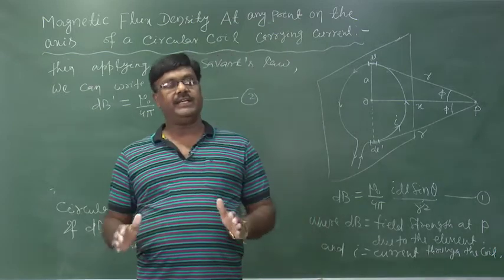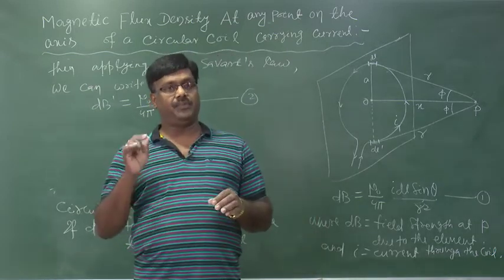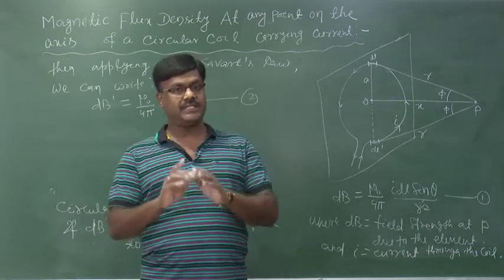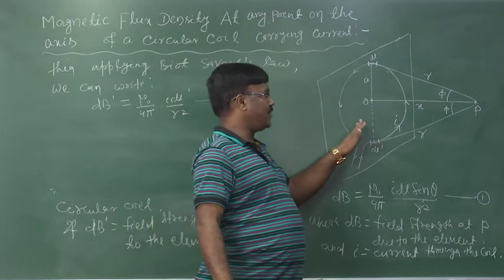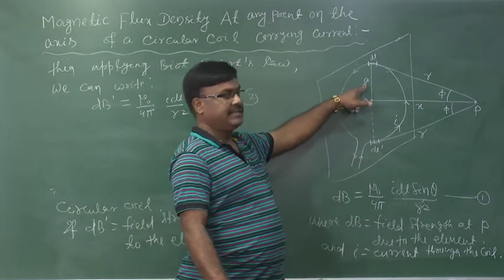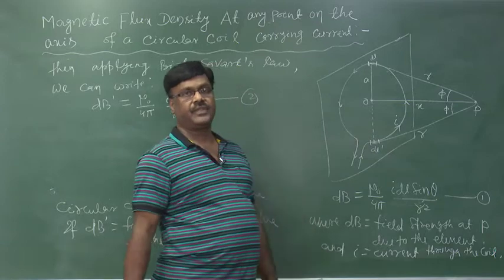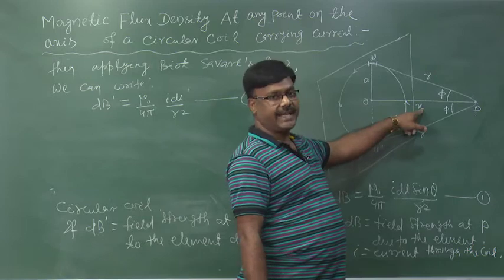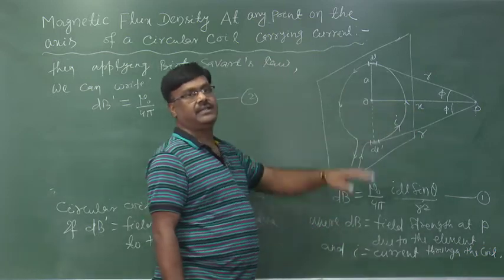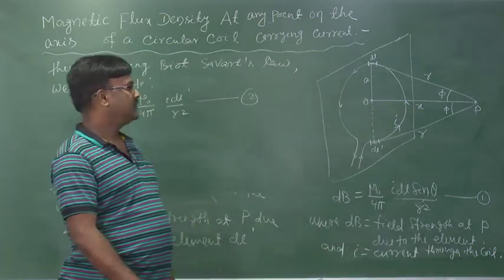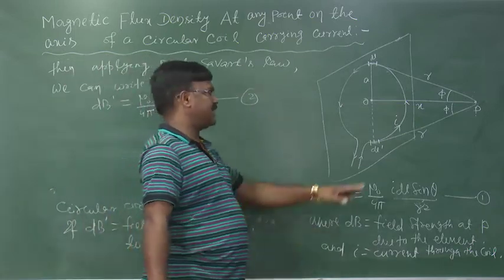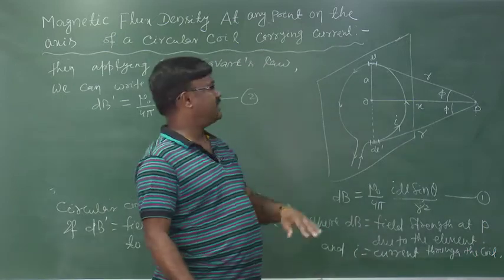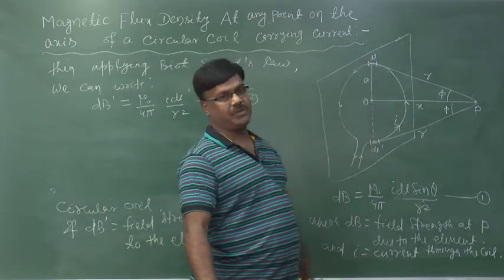We are calculating the magnetic field strength at a point on the axis of a circular coil carrying current, for which we had considered a circular coil of radius a carrying a current I, and the point of observation is P, which is at a distance x from the center of the current carrying coil. To get the total magnetic field strength at P due to the circular coil, we have considered two elements diametrically opposite to each other.